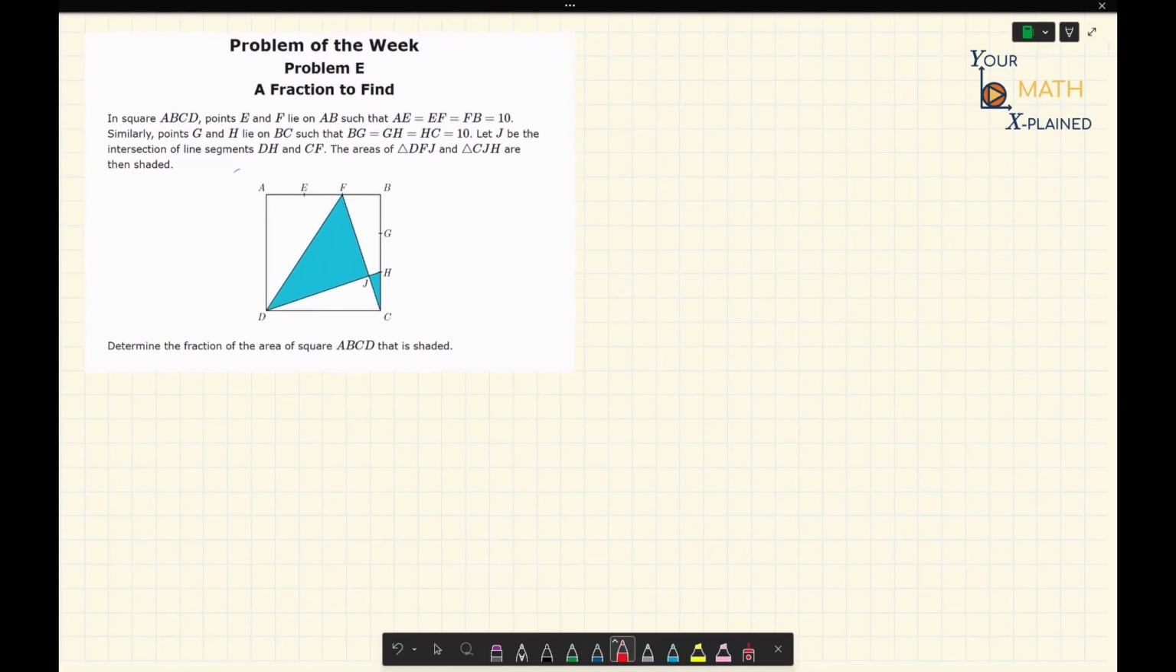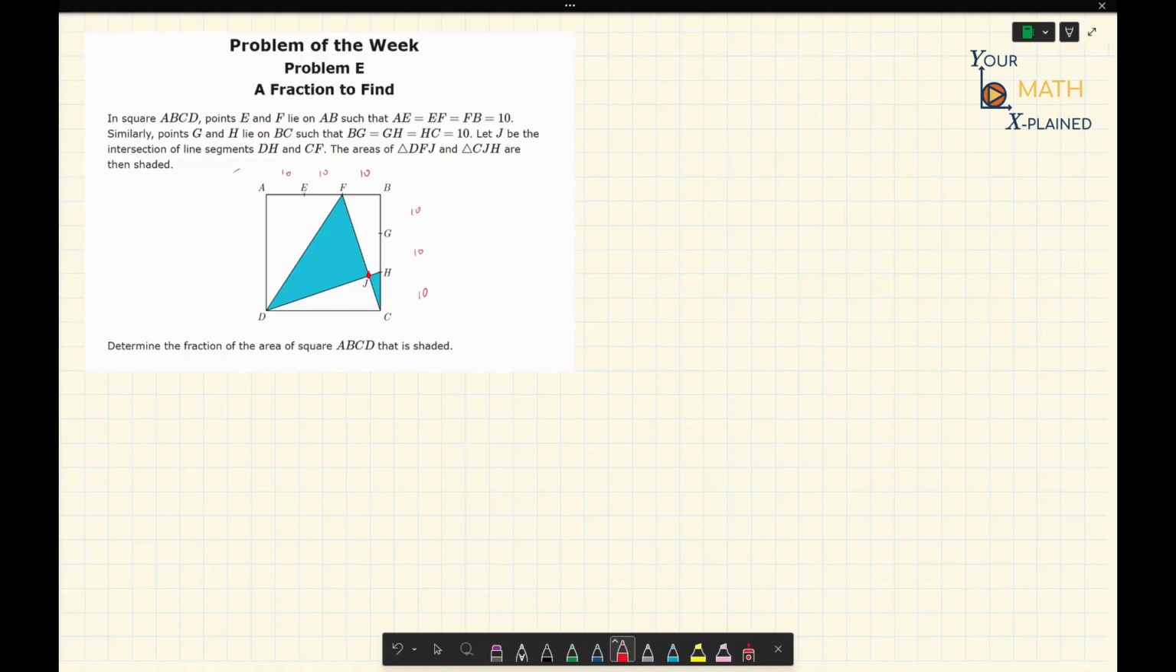In our second problem, we have a square ABCD, and they've given us some interesting values to make note of, that AE and EF and FB are all equal to 10, BG and GH and HC are equal to 10. So this is giving us some symmetry to work with, which is great. They also make a point to tell us that there's an intersection point J here. So my first instinct when I read this problem is probably to figure out what that coordinate J is, or what that intersection point is at J.